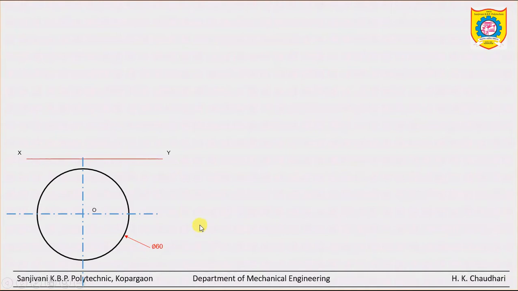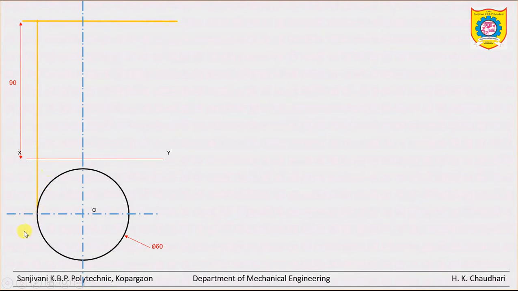Now to produce the front view of this cylinder, extend this center line in the front view. Then, considering the height, which is given as 90 mm, draw a locus of the top view of the cylinder. Then extend the projections, that means draw the generators of this cylinder. This rectangle is the front view of this cylinder.